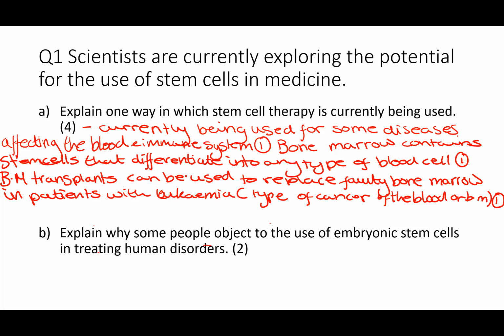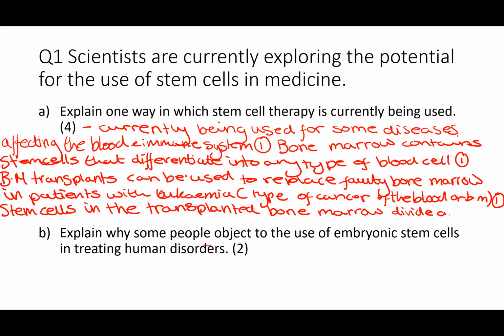How does that help them? That will be the fourth and last mark. So the stem cells in the transplanted bone marrow divide and specialize to produce healthy blood cells. That will get you the 4th mark.